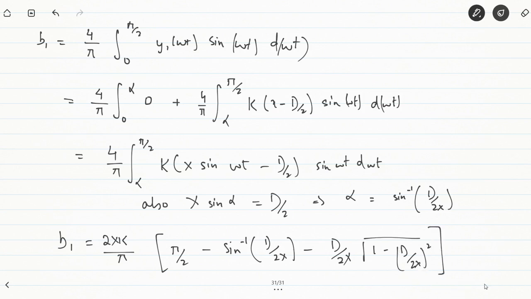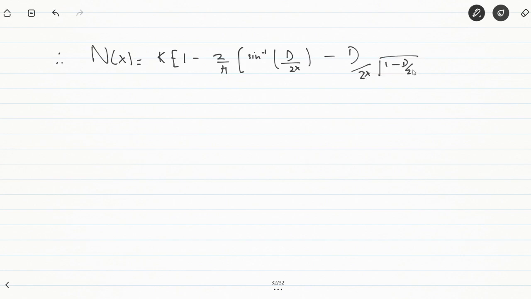So this will be our b1, and therefore our describing function N of X will be equal to, rather it will be k into 1 minus 2 by pi sine inverse of d by 2X minus d by 2X times the square root of 1 minus (d by 2X) square, at an angle of 0 degrees.